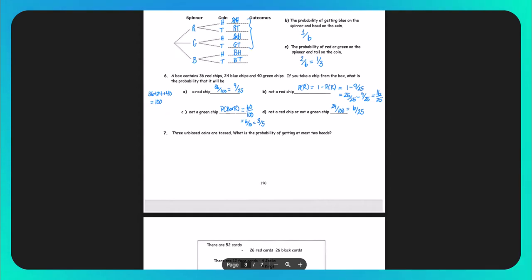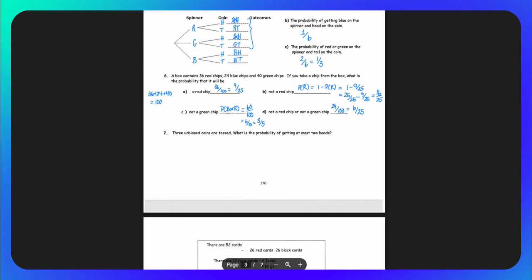Let's move on to number 7, where we have 3 unbiased coins. You're going to see that a lot, by the way. Unbiased just means that it's a fair coin, that the probability of tossing a head or tossing a tail is equal. It says, what is the probability of getting at most 2 heads? Well, let's start with our tree diagram, where head or tail is our first option. And then we build it like this.